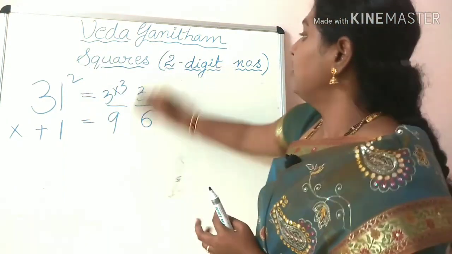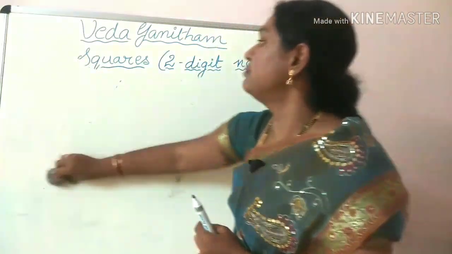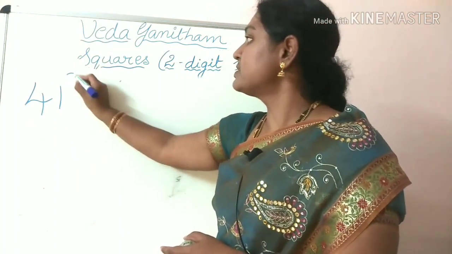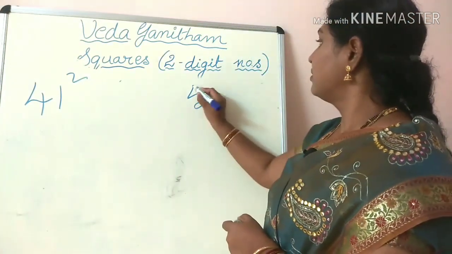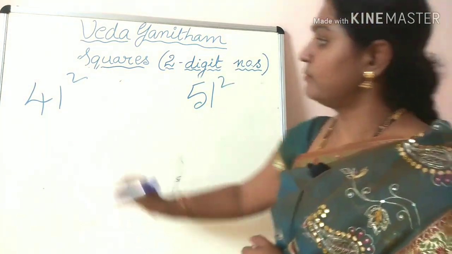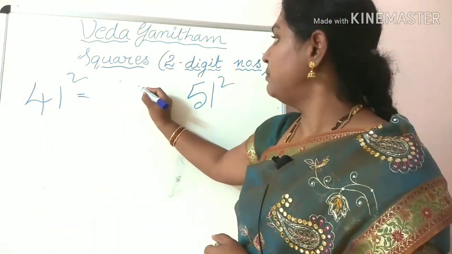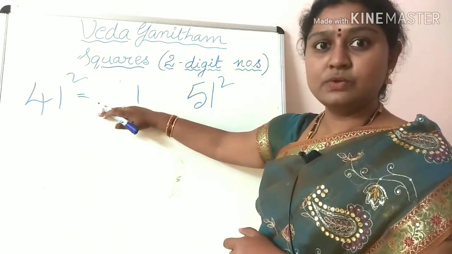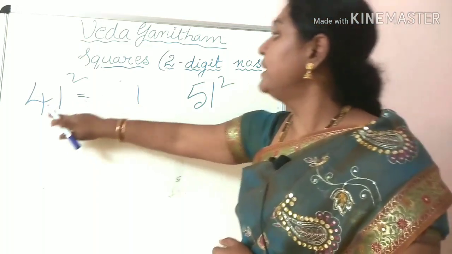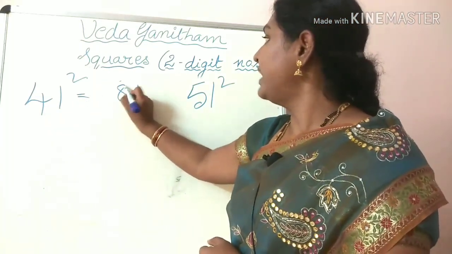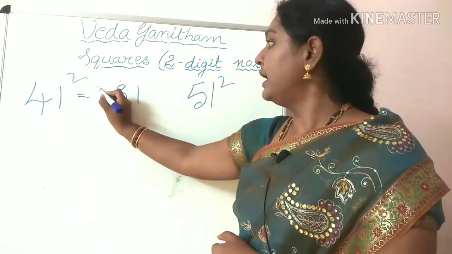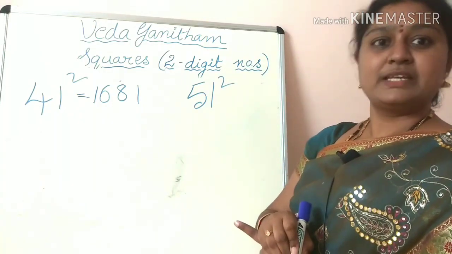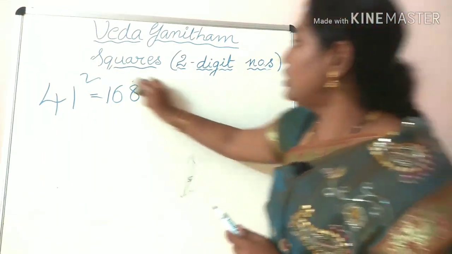Understood? And now we'll move on to the remaining numbers. 41 square, 51 square. 41 square, it will be 1 and in the middle we have to add, means 4 plus 4 will be 8. Here it is multiplication. 4 fours are 16. Isn't it simple? Let us just speed up the process now.